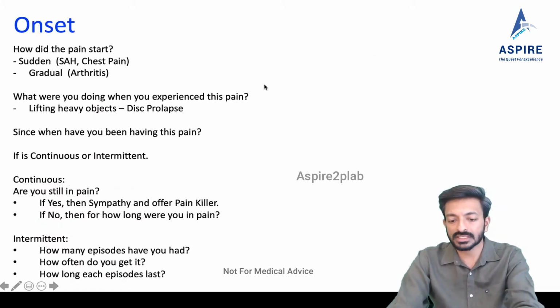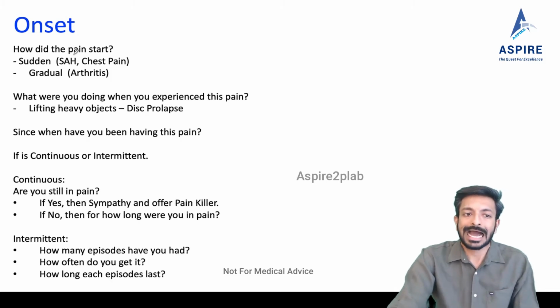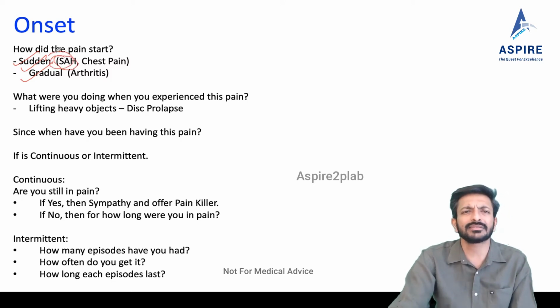Right, so onset. Whenever you have got onset, we have to do a few things. How did this pain start? That is very important. If it was sudden, if it was gradual, that's very important. For example, if you got a sudden headache, mostly it is going towards SAH. The patient is saying, doctor, it's the worst pain of my life, I have got this worst headache. Suddenly it started. So we are thinking more towards SAH.